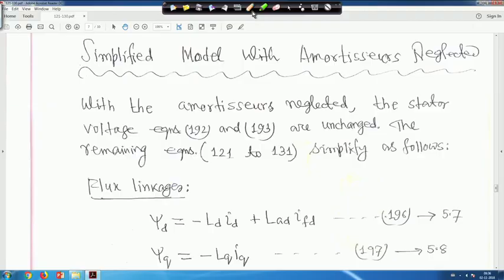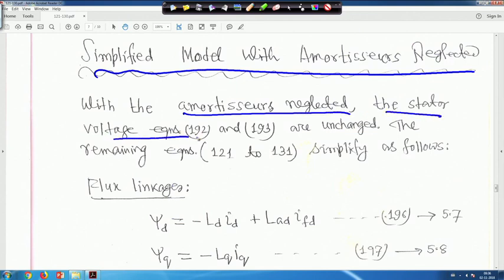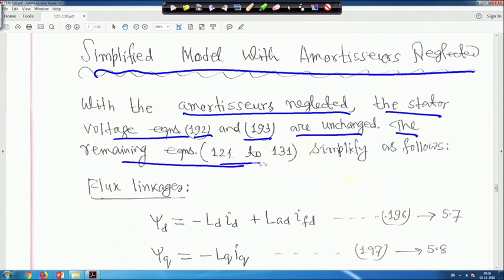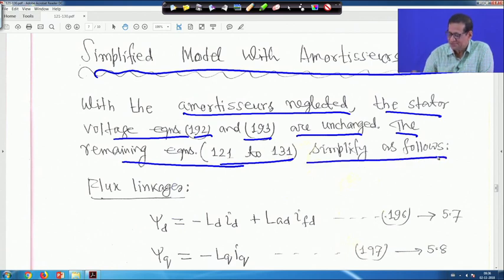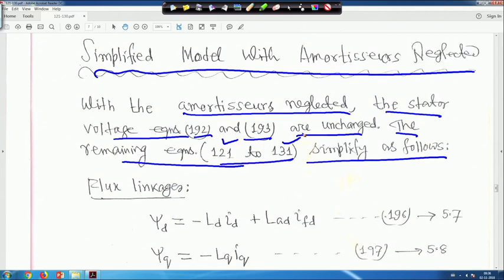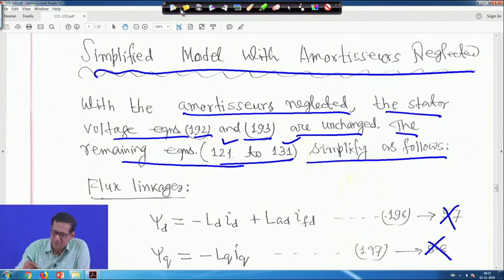So next is the simplified model with Amortisseurs neglected. First we'll take a simplified model. With the Amortisseurs neglected, the stator voltage equations, that is equations 192 and 193, are unchanged, but the remaining equations 121 to 131 simplify as follows. So from equation 121 to 131, total 11 equations, because we are neglecting the Amortisseur terms, this is not required for you, this is for my reference, right?